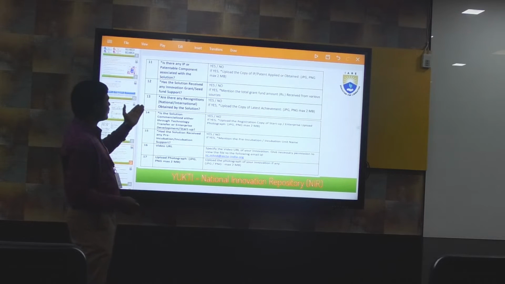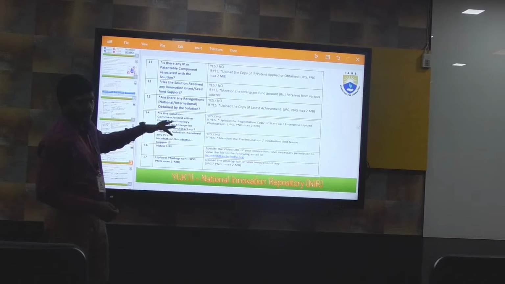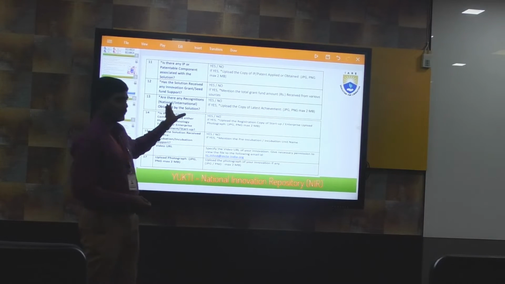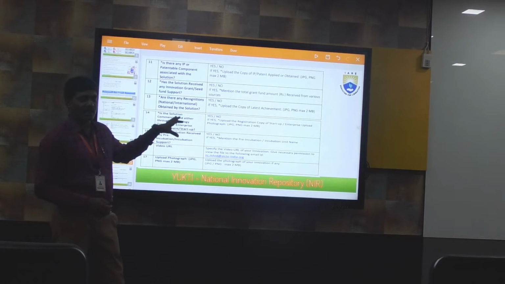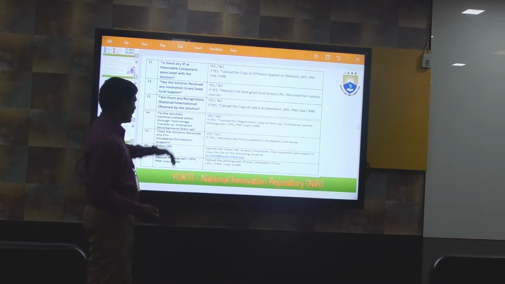Yeah. So if the solution received any innovation grant or seed fund support, sometimes if the ideas are good, that may be connected to some funding schemes. So if they have received any funding, that may be entered here. Yes or no: if they select yes, they will ask how much was received. Okay. Any other recognitions, national or international?